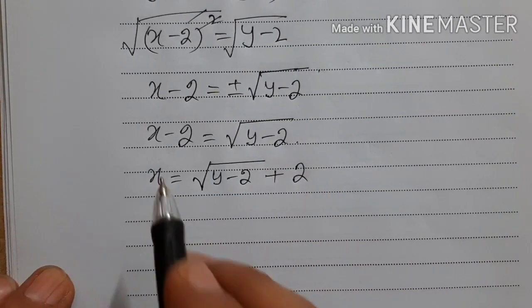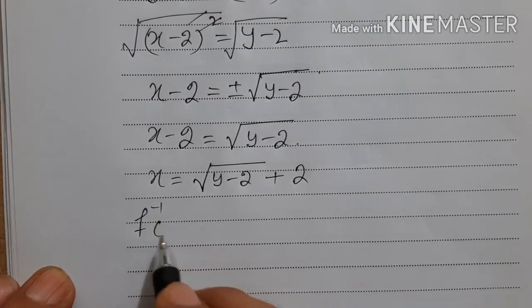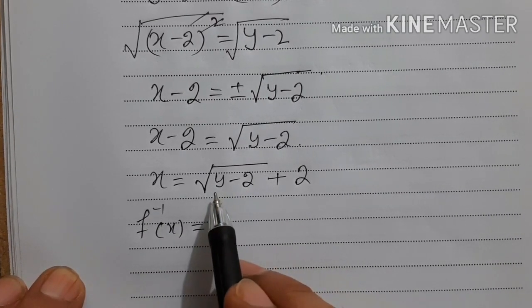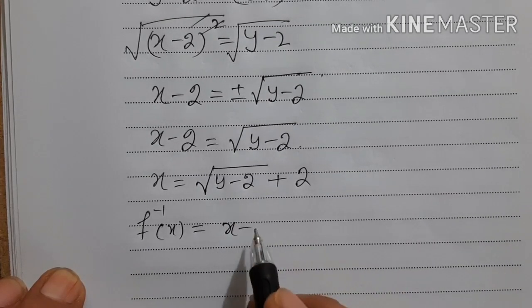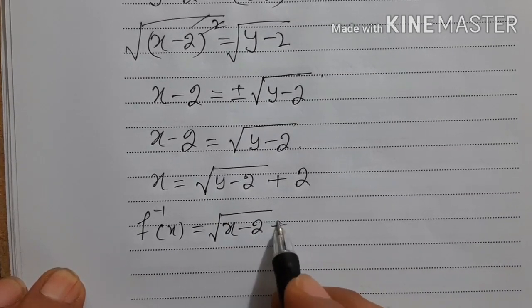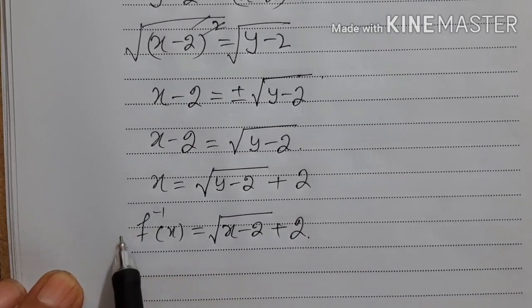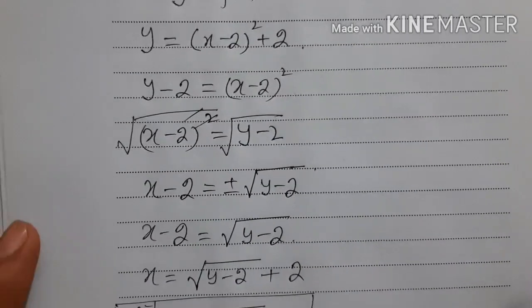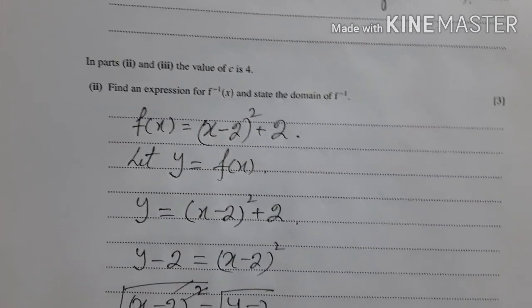Now I'll write f inverse x instead of y, and I'll exchange all y's with x. This is the procedure of finding f inverse x. So this is the expression for f inverse x.